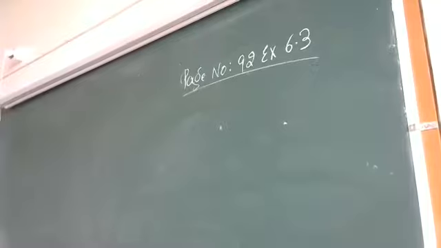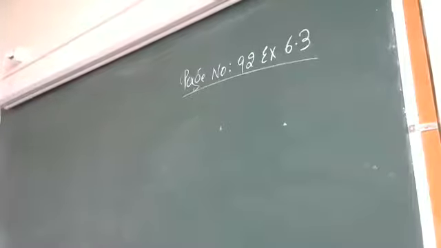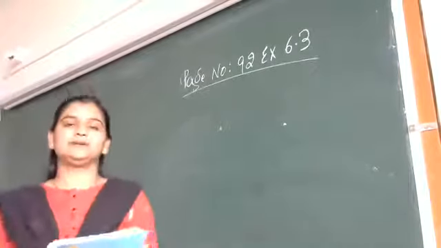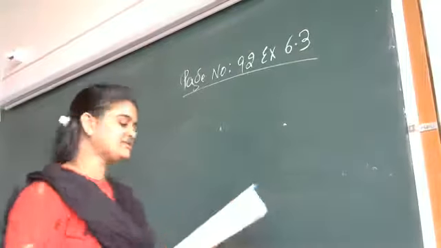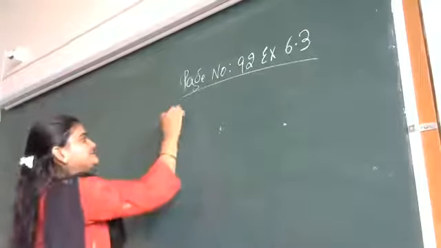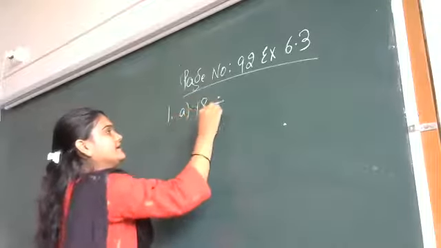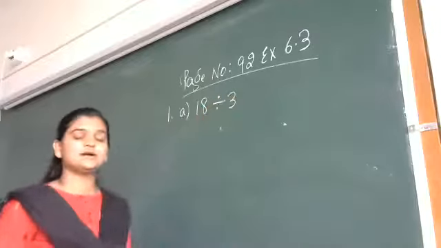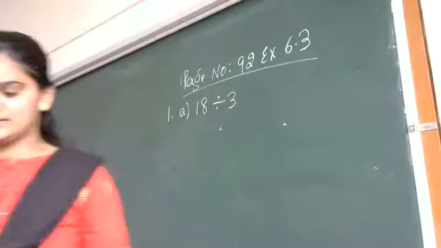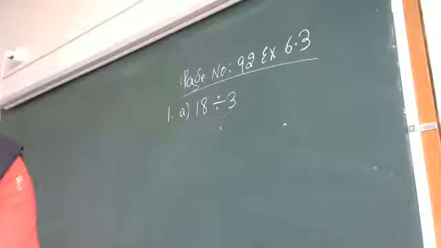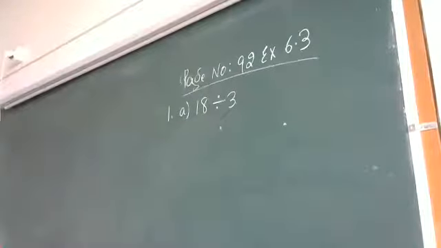Fine. So children, we will solve two examples. Other, you will have to solve. Divide by the long division method and find the quotient. The first one, 18 divided by 3. Ma'am, can I write in children's book? Yes, you can write.